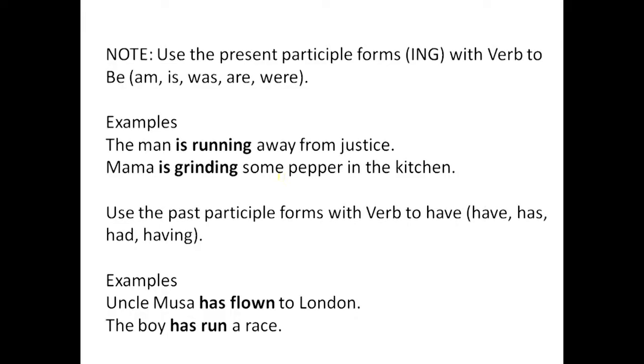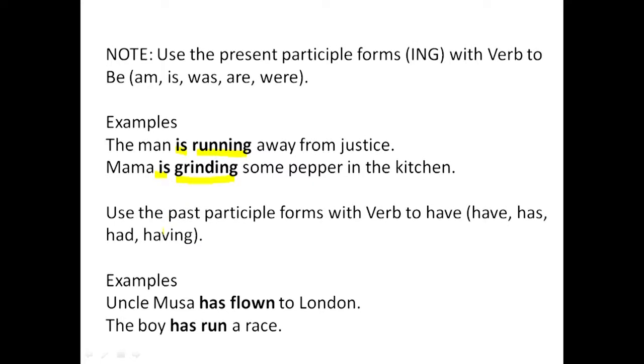Then, for example, you see, the man is running away from justice. Mama is grinding some pepper in the kitchen. You see what happens here? The verb to be in both cases assists running in the first aspect, and assists grinding in the other aspect.